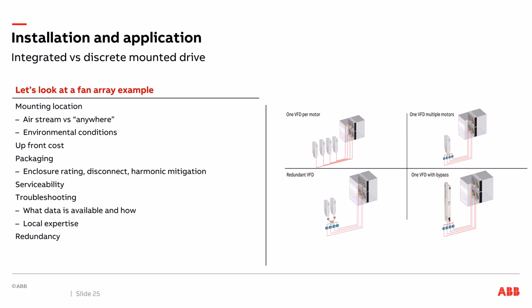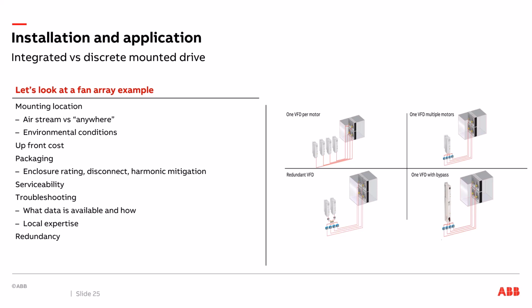So take a look at this image right here. This drawing here is really assuming induction motors, but when you have loose drives, you've got really 4 different designs you can do with a fan array. You can do 1 drive per motor. You can do 1 drive with multiple motors. You can do a redundant drive, so a primary drive and a backup drive, or you can do a drive with a bypass.